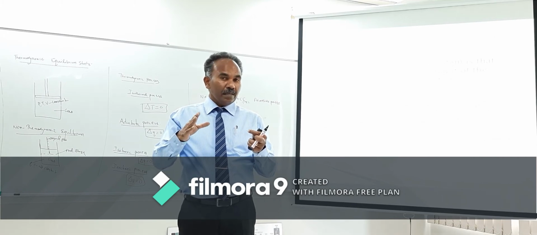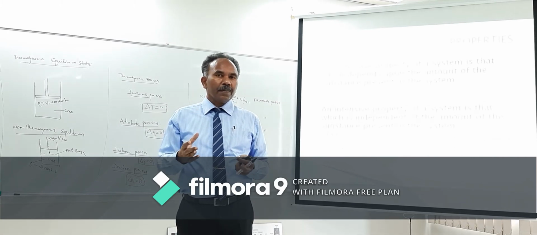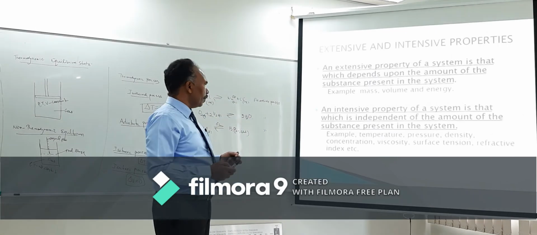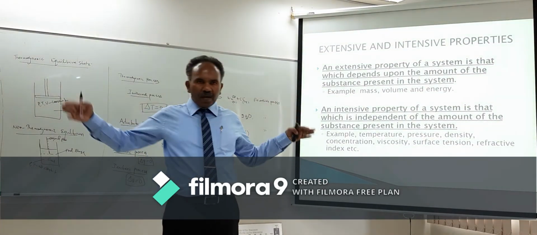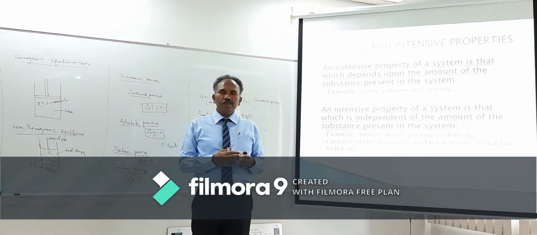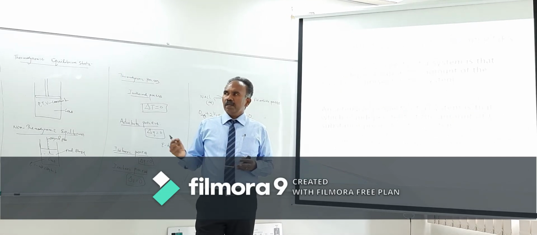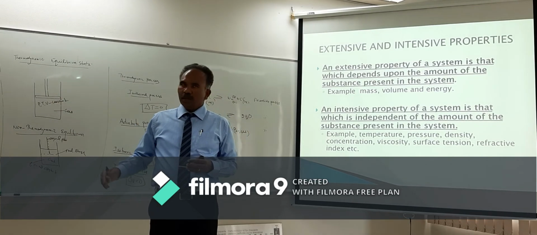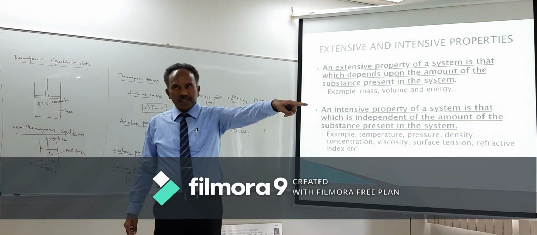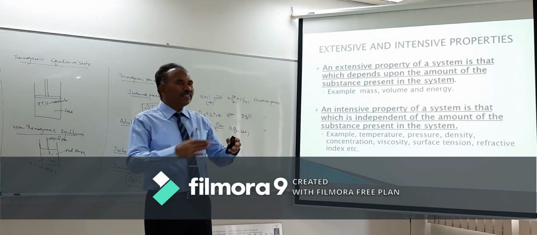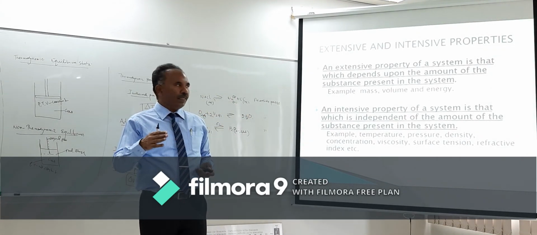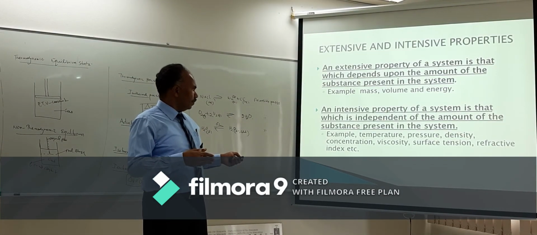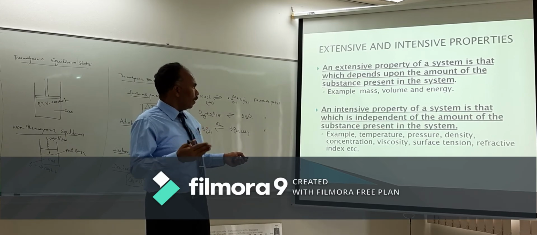So what I am telling here is that these properties do not depend upon the quantity. That is called an intensive property. For example, now we are in this room. Say the temperature at that corner is 22 degrees. When we move to that place, also the same 22 degrees. They are called intensive properties. It is independent of the amount of substance.